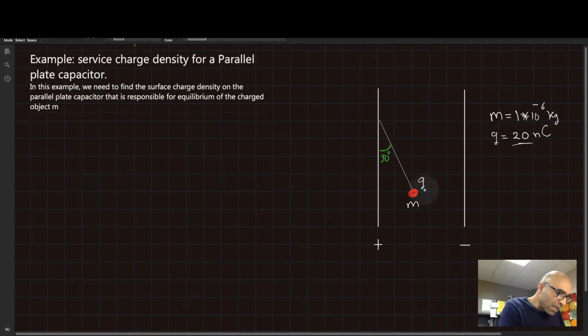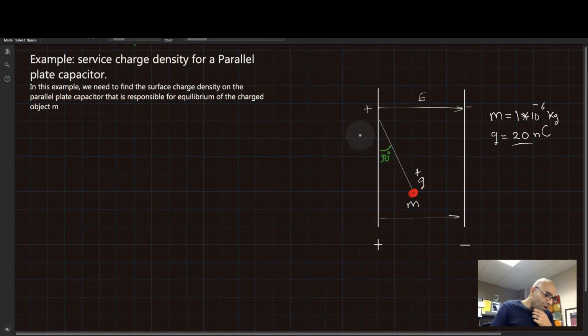But because this object has a positive charge, and it is within the vicinity of an electric field like this one. This electric field is going from the positive to the negative as indicated. Because of that, it pushes this light object just far enough that it makes an angle of 30 degrees with the parallel plate side.